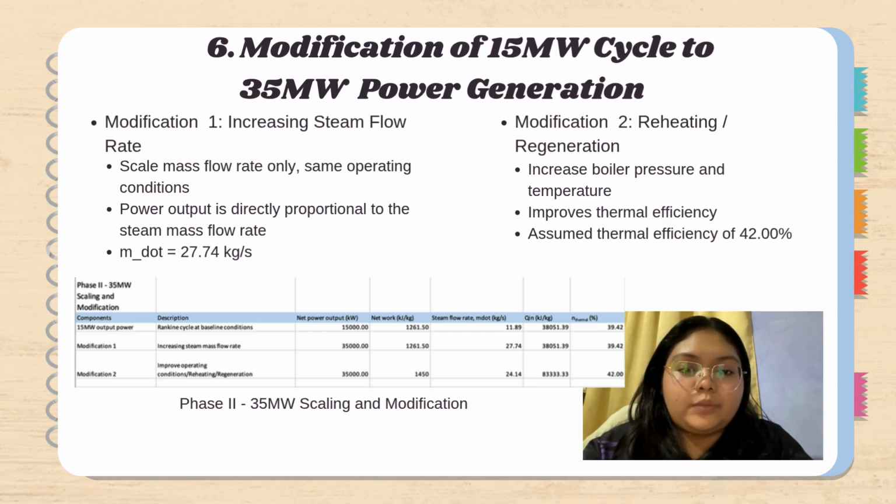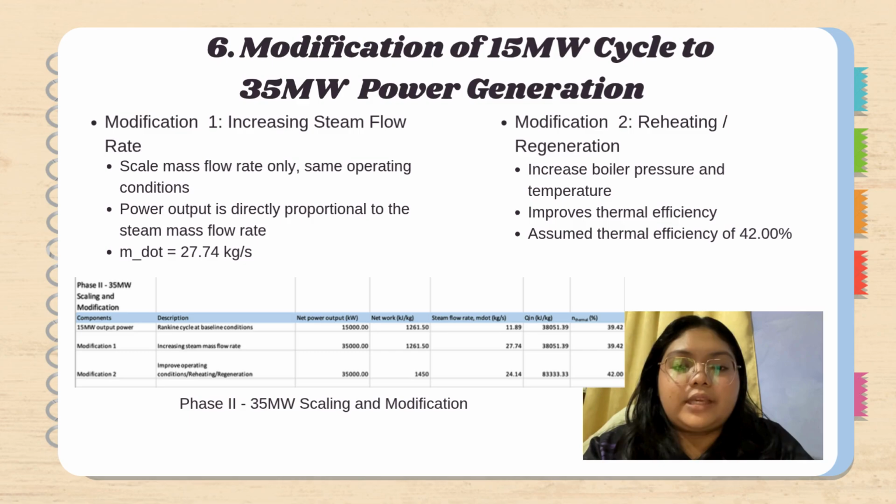The net power output of a Rankine cycle is directly proportional to the steam mass flow rate, where an increase in steam mass flow rate will allow for more energy to be converted into mechanical work by the turbine. From scaling and modification in Phase 2, increasing the mass flow rate to 27.74 kg per second will allow us to reach a 35 MW net power output.